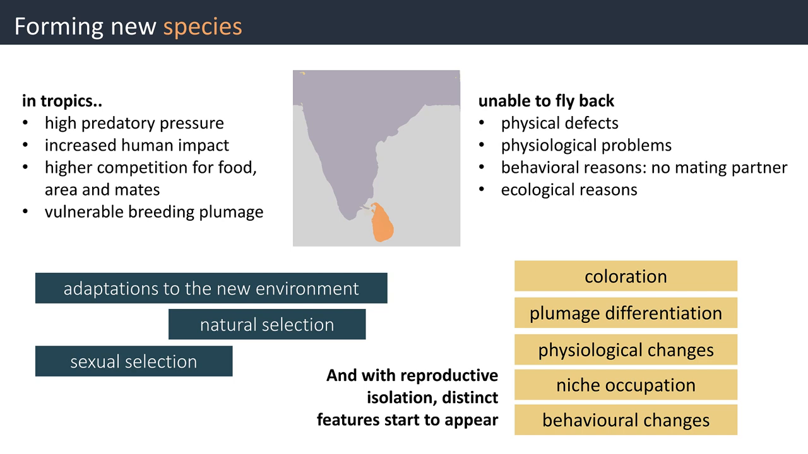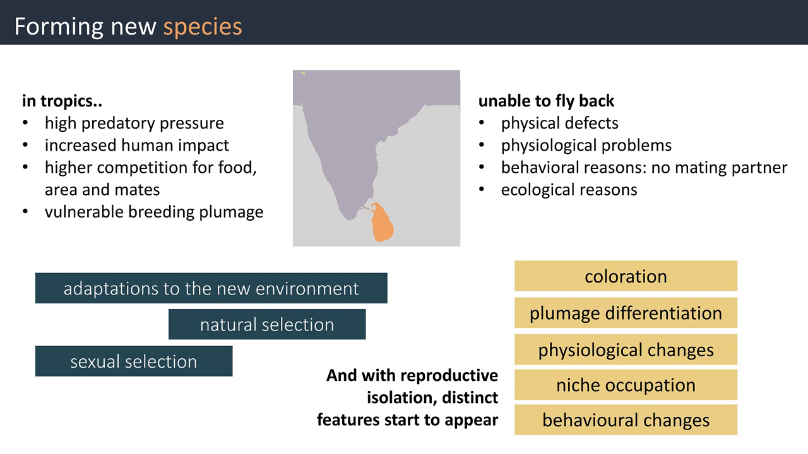in our environment, the birds who are unable to fly back face high predatory pressure as well as increased human impact, and they have higher competition for food, area and mates when compared to the temperate regions where they breed. They also have a vulnerable breeding plumage with very distinctive colors like the rufous cap, so they are vulnerable to predators. So eventually, with time, they adapt to the new environment, and selection processes naturally or sexually arise. We call it natural selection or sexual selection.